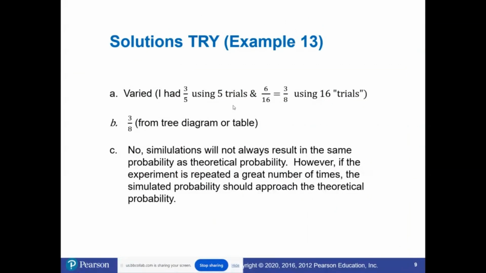And as you can see, you won't necessarily end up with the same answer. I happened to when I tried more trials, but the more times you do an experiment, the more likely you're going to get to the theoretical probability. So when I ended up with 3/5, I was off for sure. And then once I ended up using 16 trials, I got closer. So it will not always result in the same probability. But once again, once you repeat it a larger number of times, then it should start to get closer.